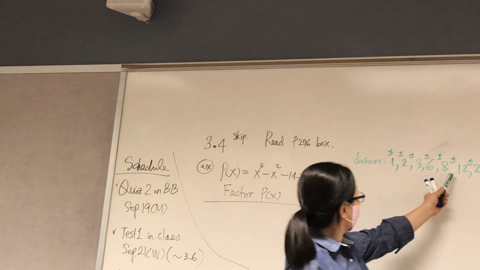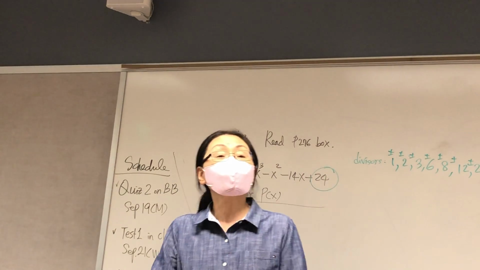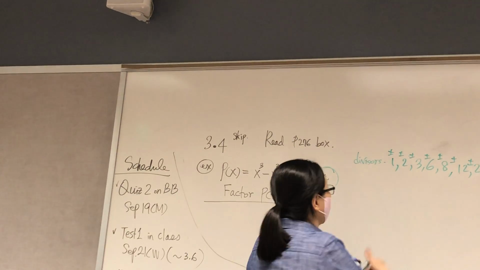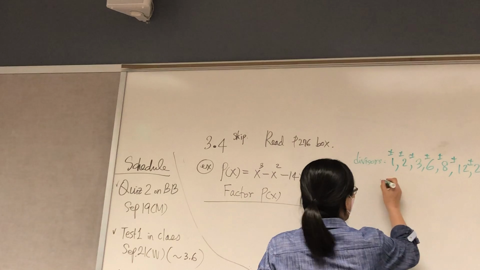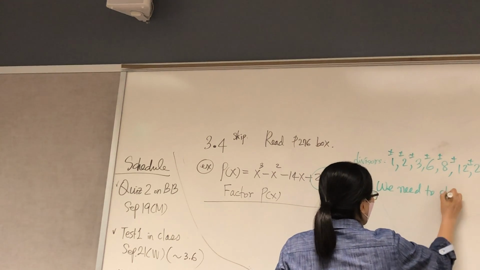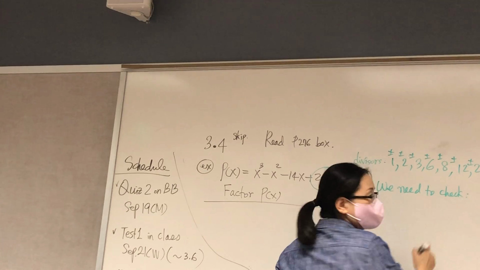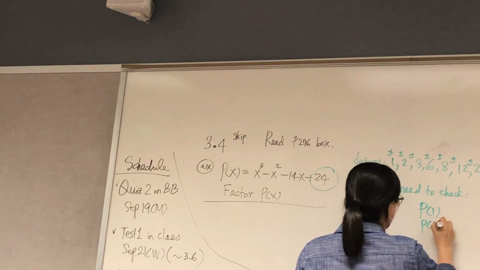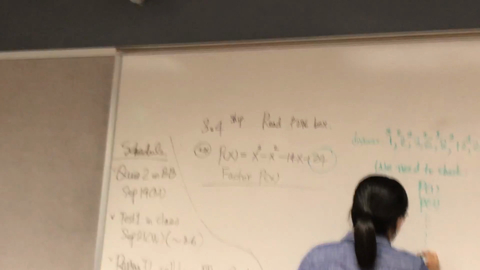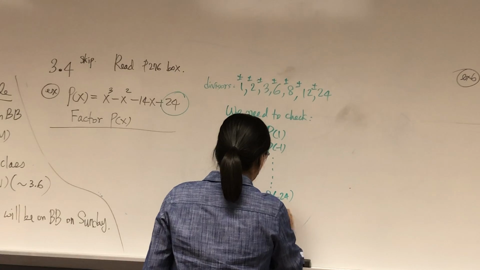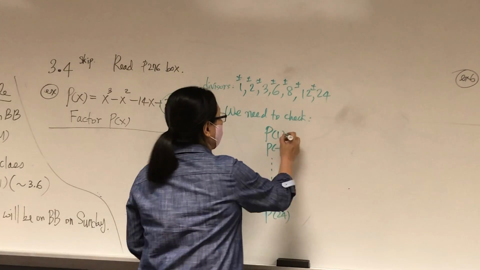How many? 14. Nobody wants to test. But the basic idea is, after you understand the divisors, we need to check: what is P of 1? What is P of negative 1? What is P of negative 24? What is P of 24? You have to check.